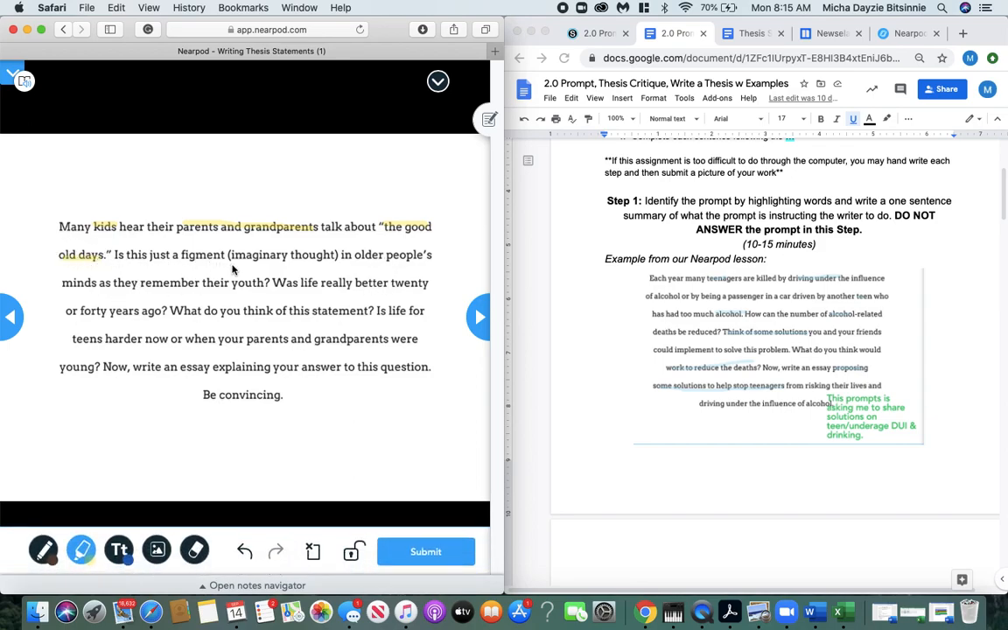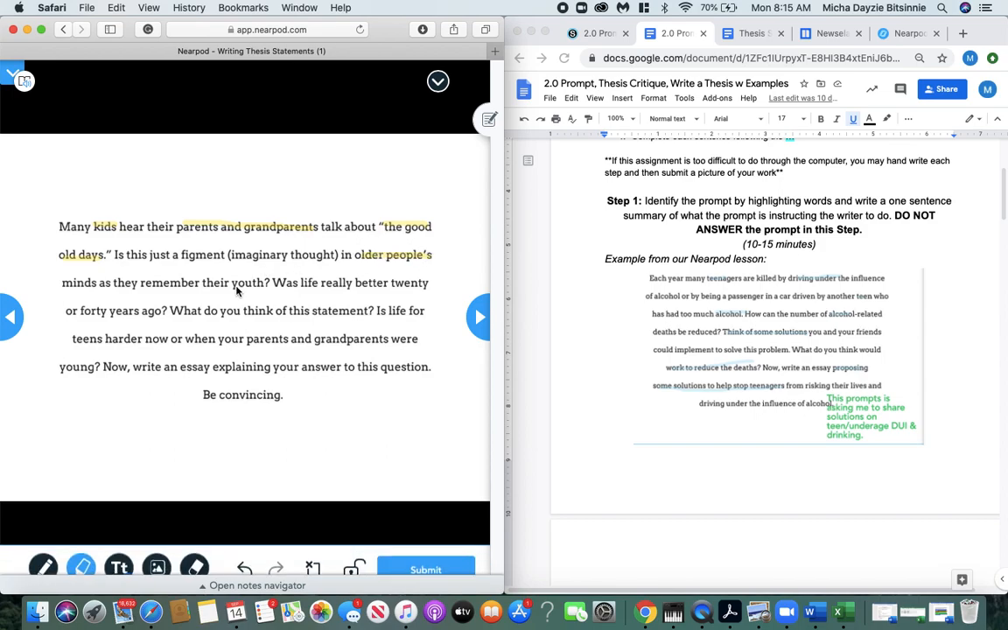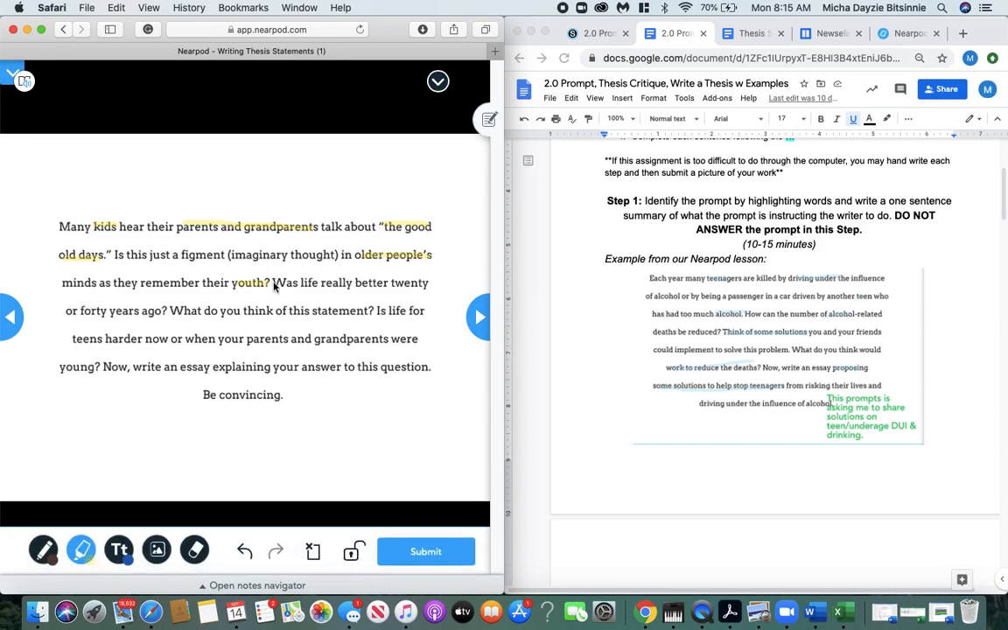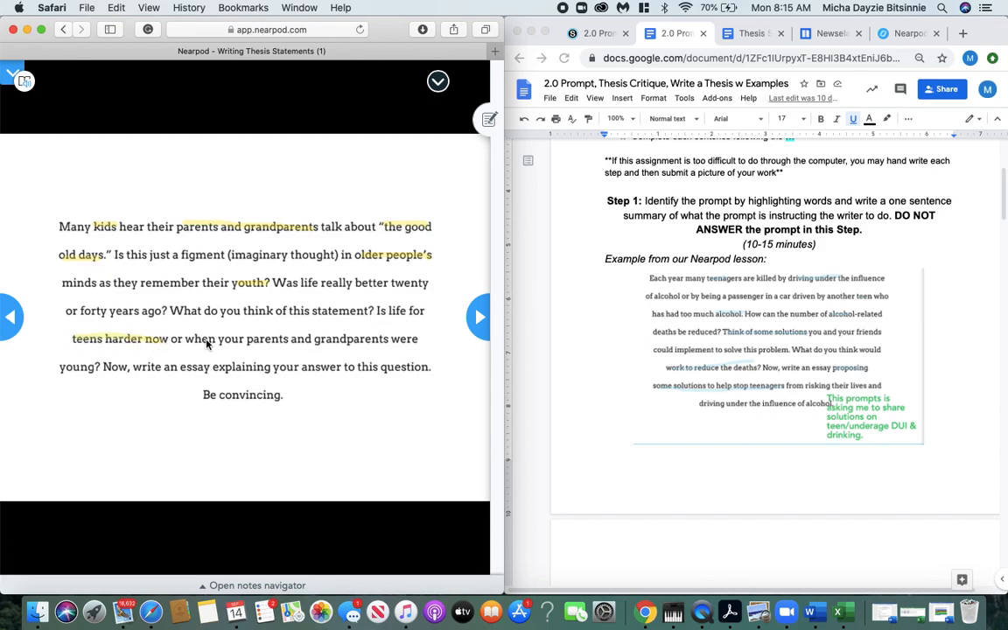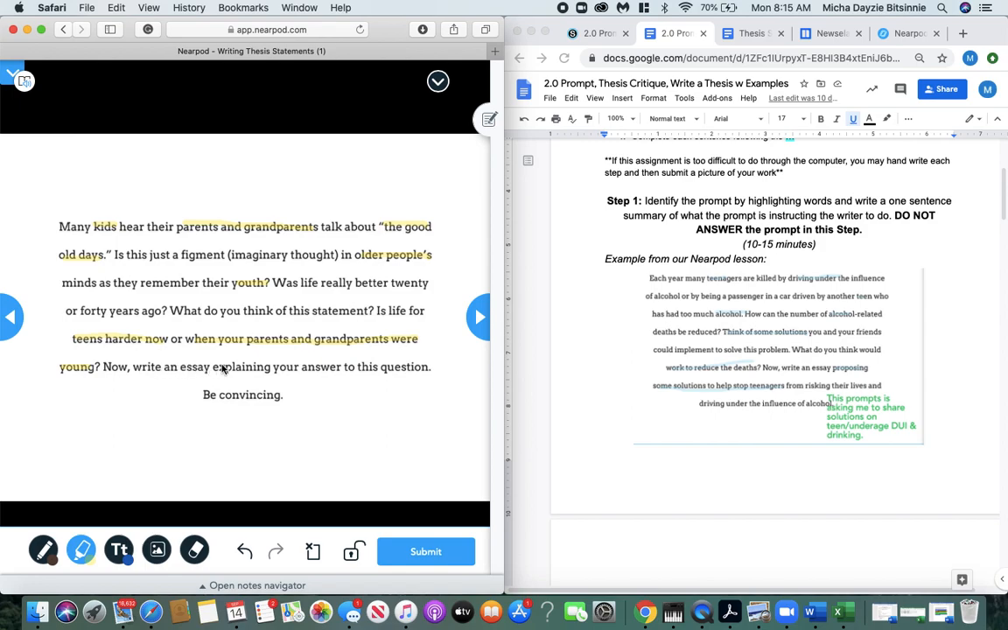Is this just a figment, an imaginary thought in older people's minds as they remember their youth? So we're talking about older people and youth. Was life really better 20 or 40 years ago? What do you think of this statement? Is life for teens harder now or when your parents and grandparents were young? And then it asks us, now write an essay explaining your answer to this question.